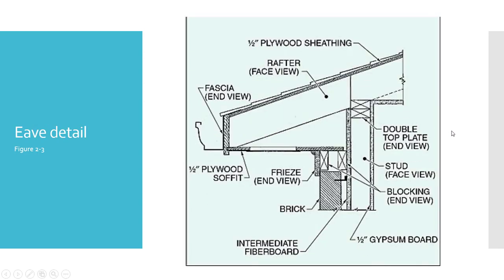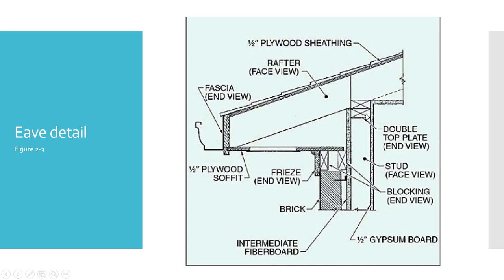Let's move on to a second detail from your textbook. This is an eave detail shown in figure 2-3, so go ahead and turn your page. And this is the top of a wall we're seeing here. Here is your wall stud. It is in face view. We are looking at the side of the stud, but we're cutting through these 2 members right here.